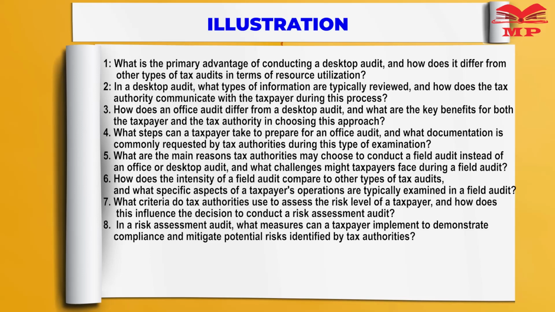Question 3. How does an office audit differ from desktop audit, and what are the key benefits for both the taxpayer and the tax authority in choosing this approach? Question 4. What steps can a taxpayer take to prepare for an office audit, and what documentation is commonly requested by tax authorities during this type of examination? Number 5. What are the main reasons tax authorities may choose to conduct a field audit instead of an office or desktop audit, and what challenges might taxpayers face during a field audit?